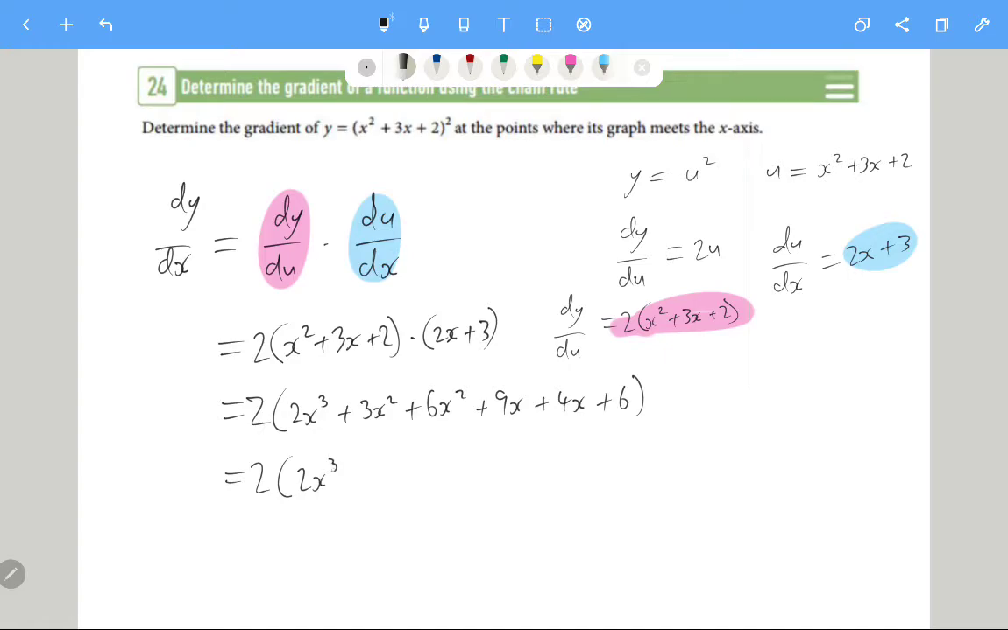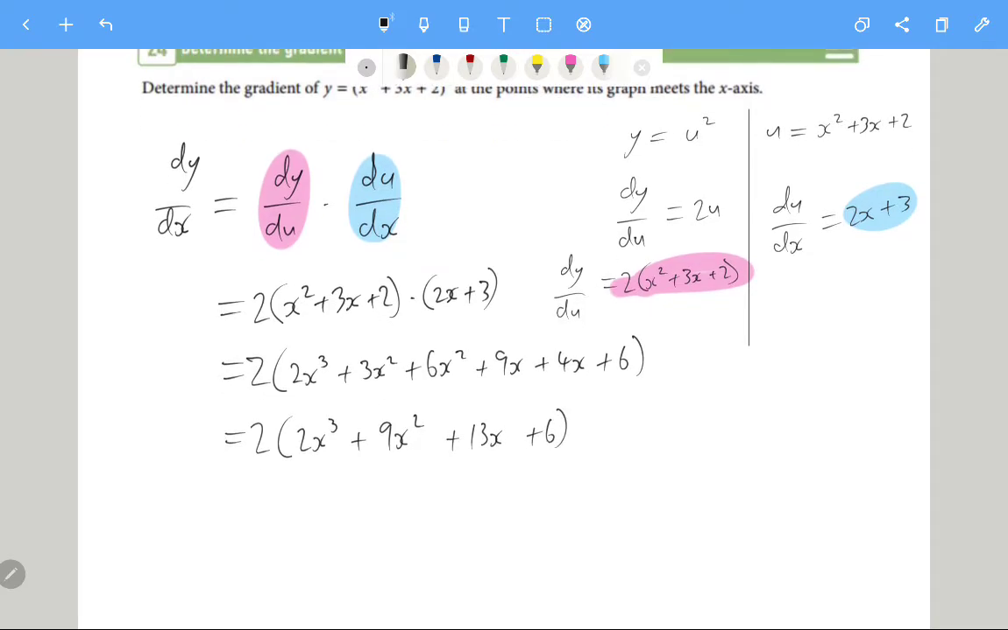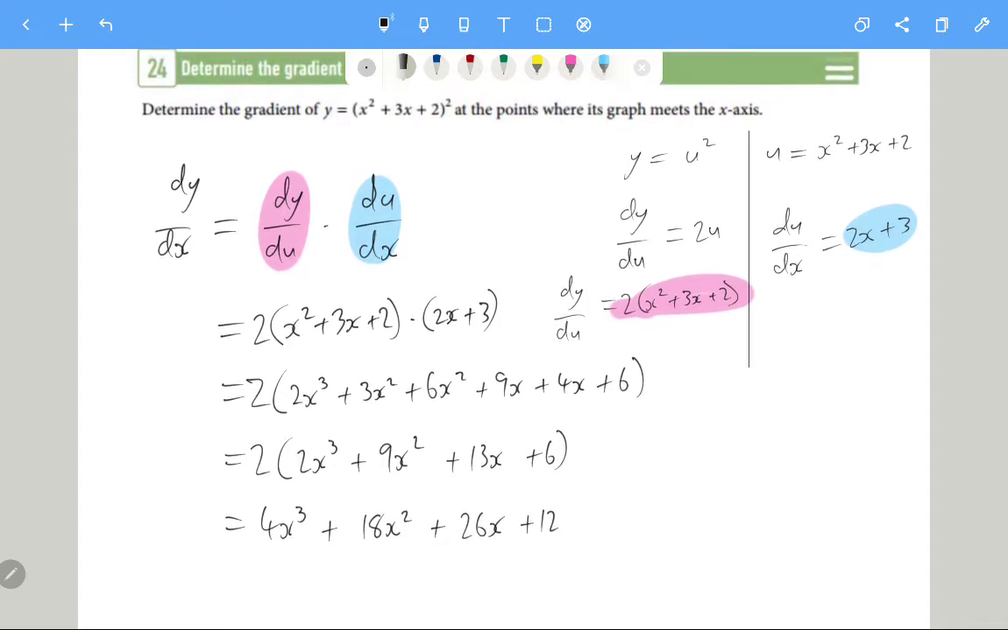Collect the like terms. We've got 3x squared plus 6x squared, that's 9x squared. And we've got 9x plus 4x, which is 13x, plus 6. Expand the outer brackets, and we get 4x cubed, 18x squared, 26x, and 12. So in this case, we did need to expand the brackets just to make it all a little bit simpler.